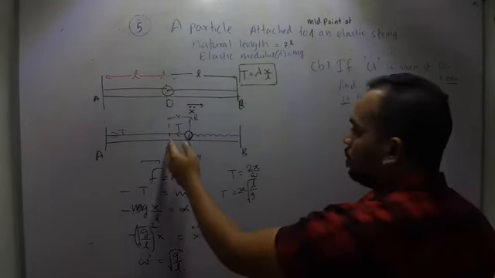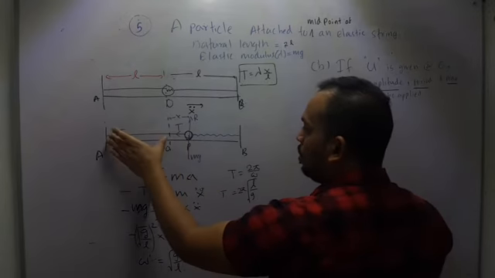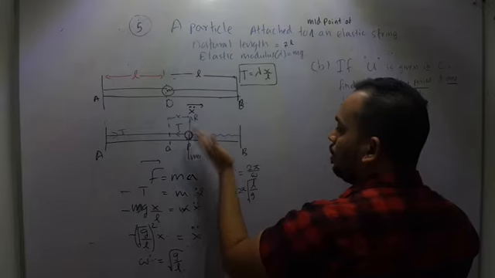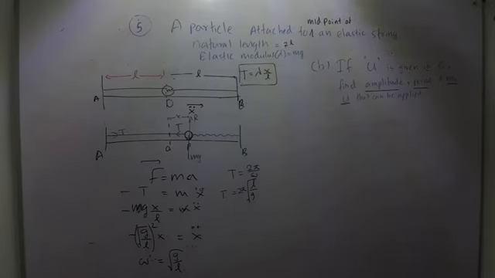In the previous case, you know that when it passes O, the string becomes slack because there were no strings attached to the particle on the right hand side like this.